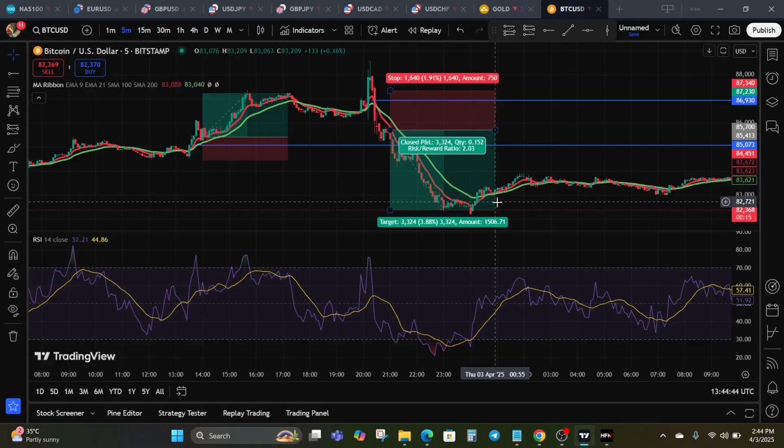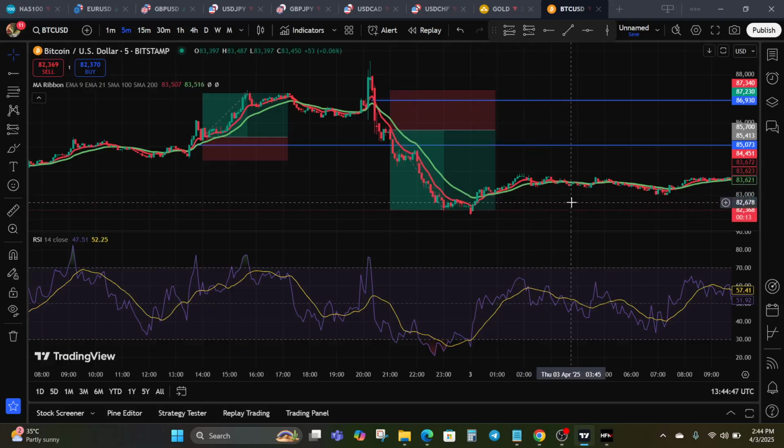All right, BTC/USD scalping can be highly rewarding when executed correctly. By focusing on key indicators, using disciplined entries and exits, and managing risk properly, traders can consistently navigate Bitcoin's volatility.